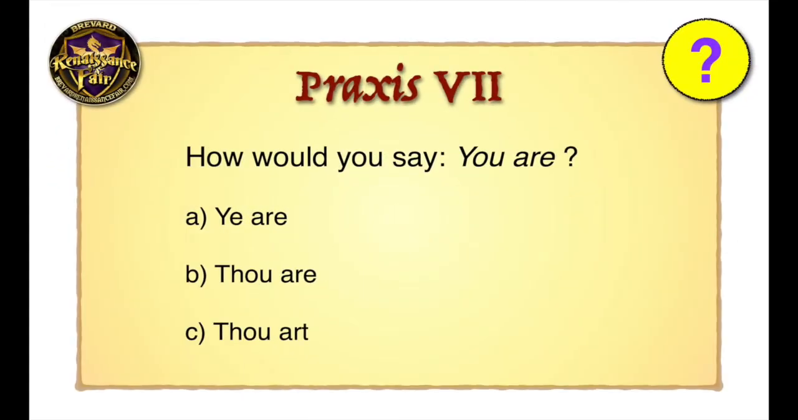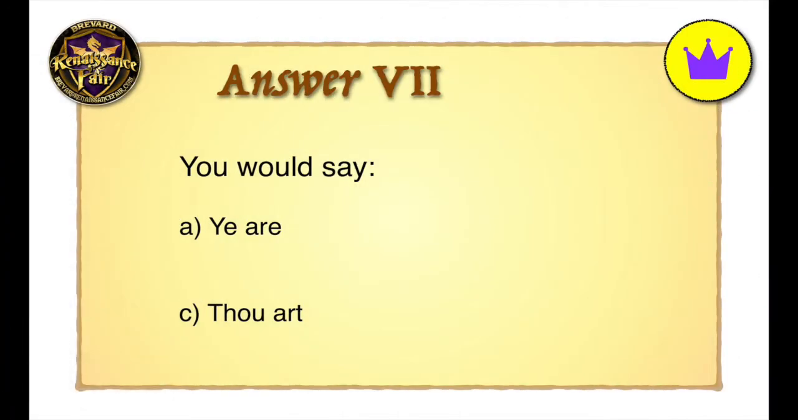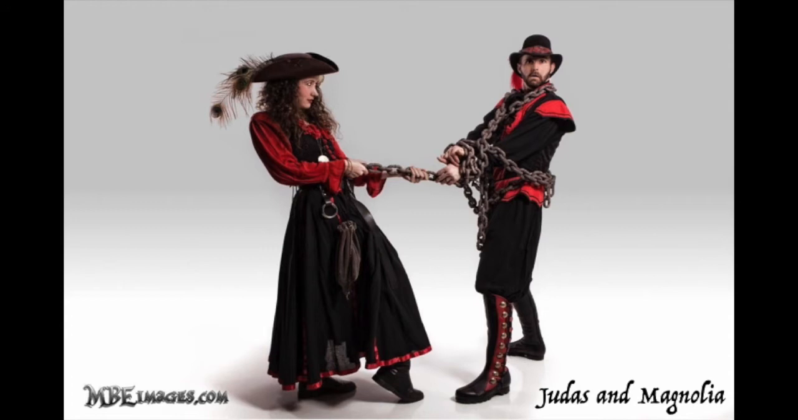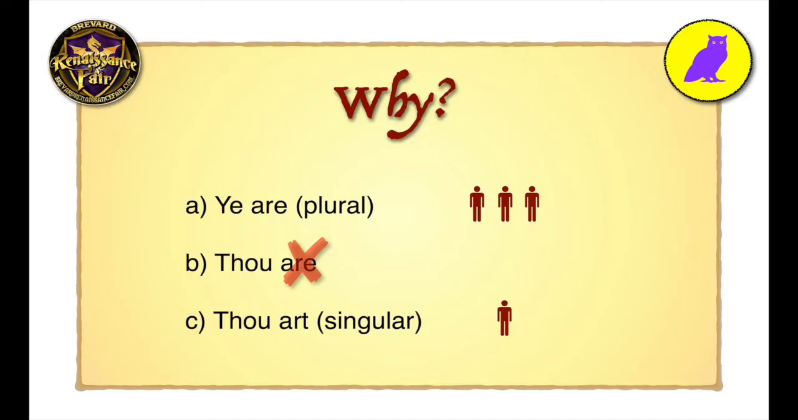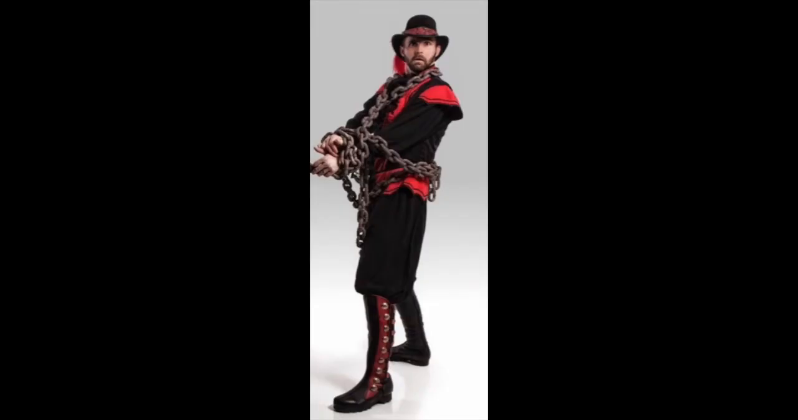How would you say you are? A. Ye are. B. Thou are. C. Thou art. This one actually has two correct answers. A. Ye are is correct if you're speaking to more than one person. Ye or you are would be the plural for you are. C is also correct if you're speaking to one person. Thou art.